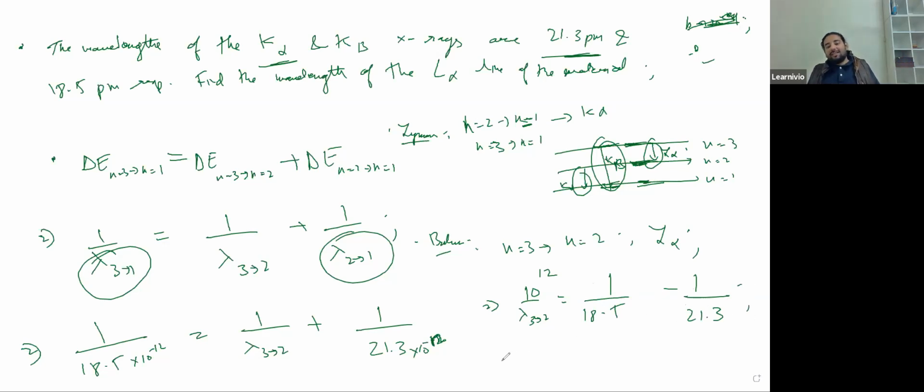Please do this calculation and tell me what lambda for 3 to 2 is. It should essentially turn out to be around 140 picometers from this calculation here. Can you do this calculation and verify if this is the right answer or not? Okay, sir.